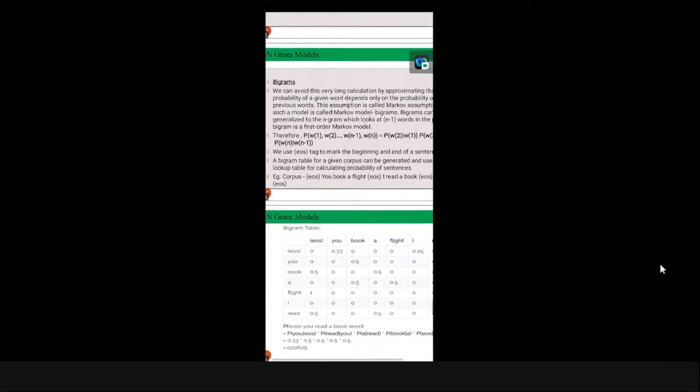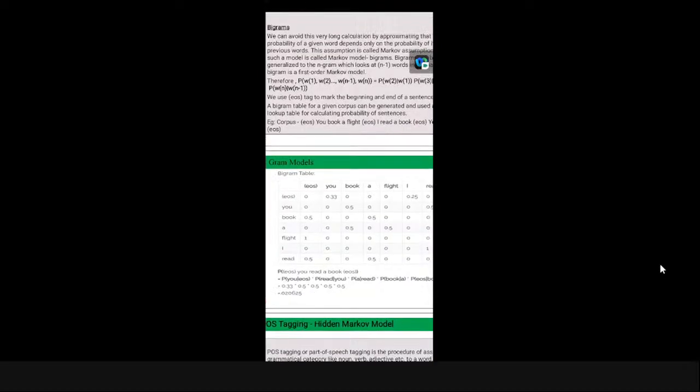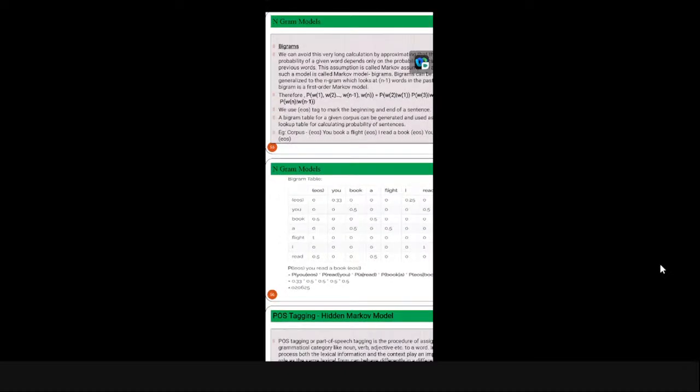So we use an EOS tag to mark the beginning and the end of the sentence. A bigram table for a given corpus can be calculated and used as a lookup table for calculating the probability of the sentences. Now let us see one sentence from a corpus whose lookup table is in front of you, and what can be deduced from this. How can we deduce the bigram probability model by using the first order hidden Markov model to get the probability expressions for all the sentences available in that particular corpus?